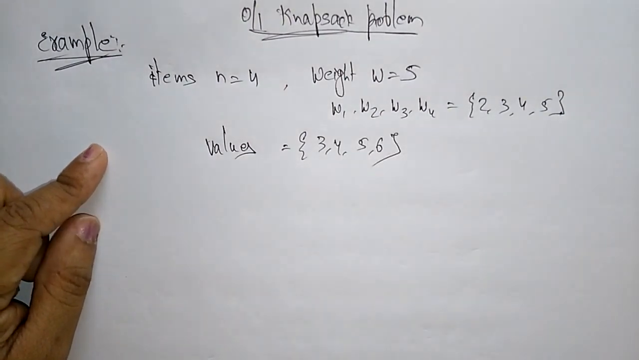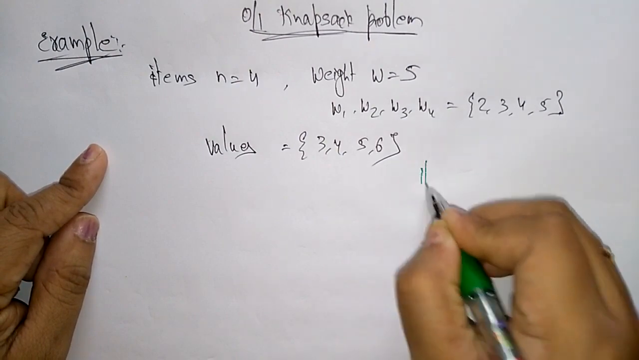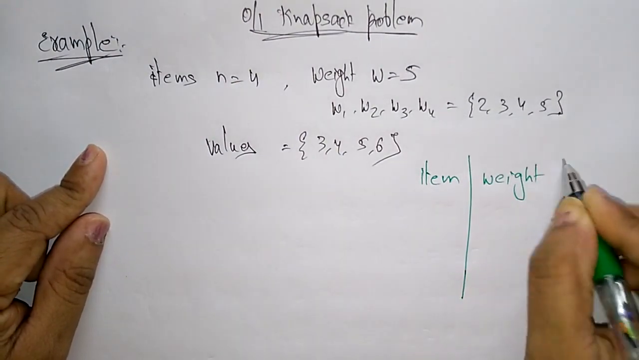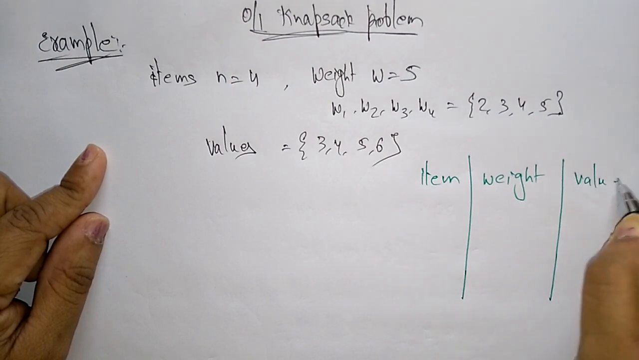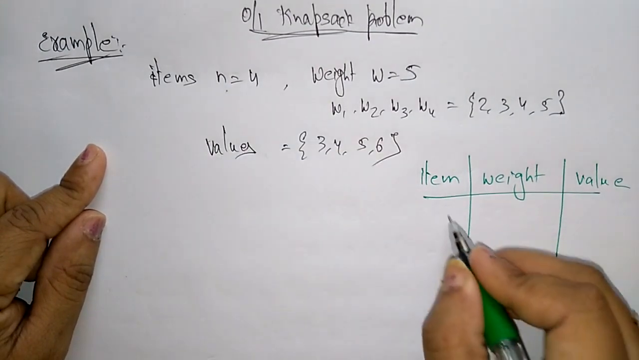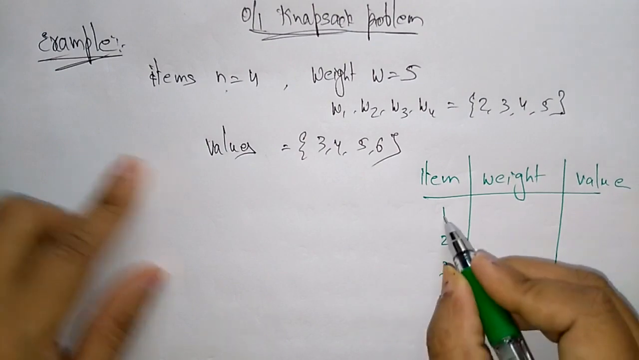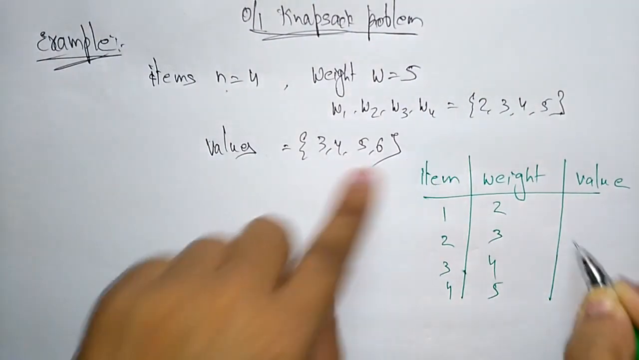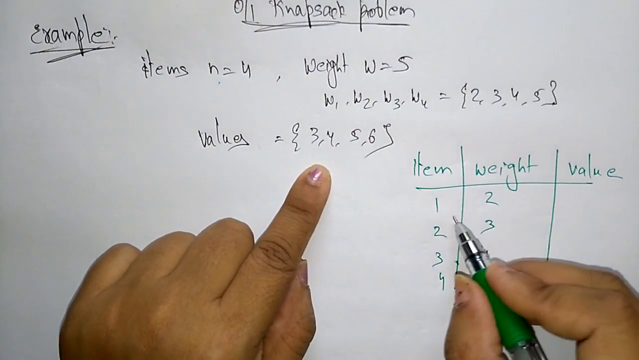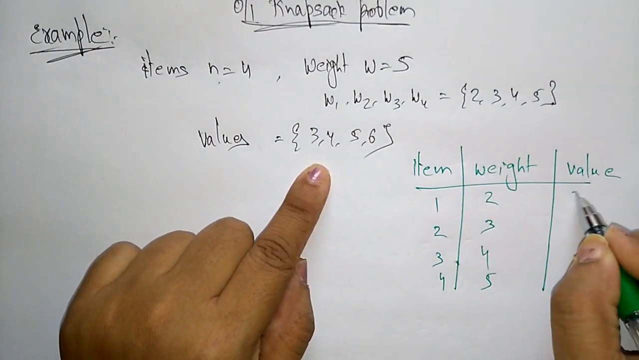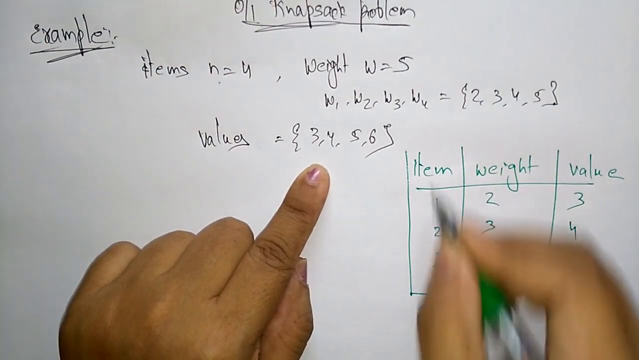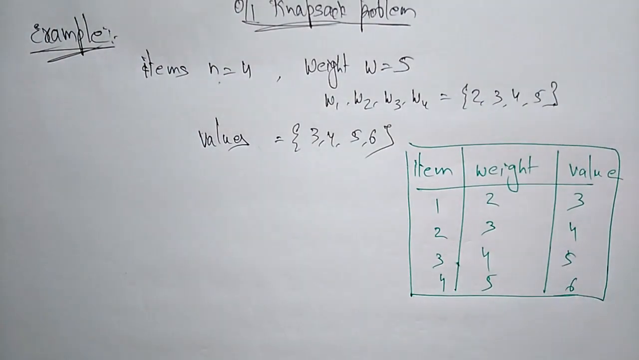This can also be represented in tabular form, like item, weight and value. So total how many items? 4 items: 1, 2, 3, 4. And the respective weights are 2, 3, 4, 5. And the values for those weighted items are 3, 4, 5, 6. Okay, so this can also be represented in tabular form.